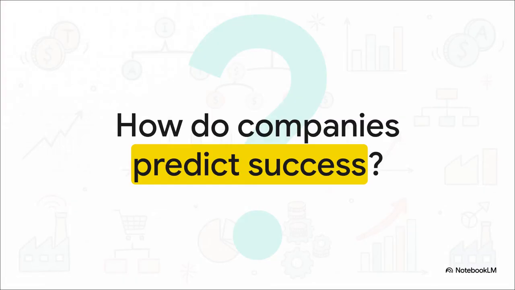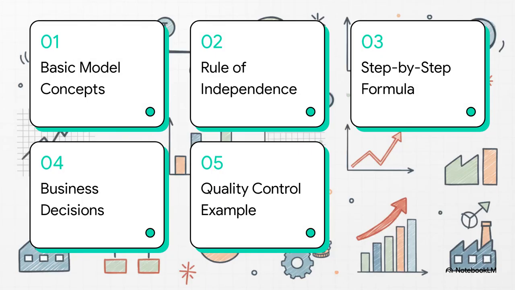But first, I want you to really think about a critical question. How do the world's most reliable companies actually predict success? Is it just gut instinct, or maybe exceptionally good luck? Well, I'll let you in on a little secret. It's neither. Behind closed doors, they rely on a very specific statistical tool to prevent major business catastrophes long before they ever happen.